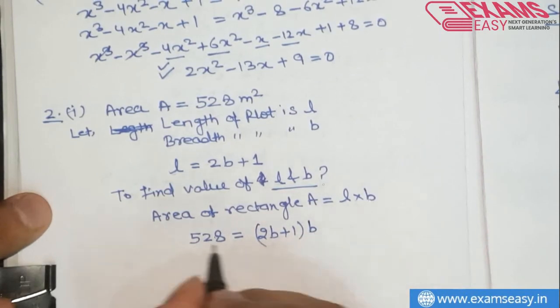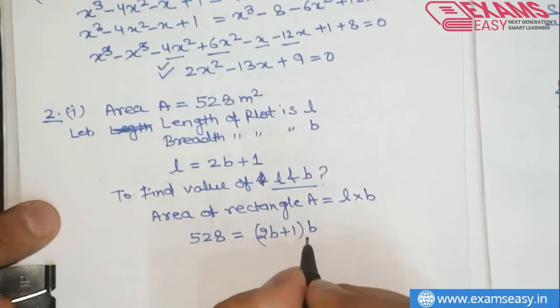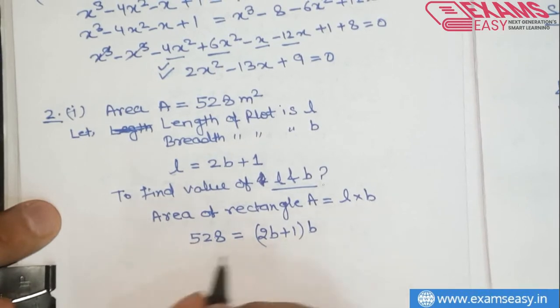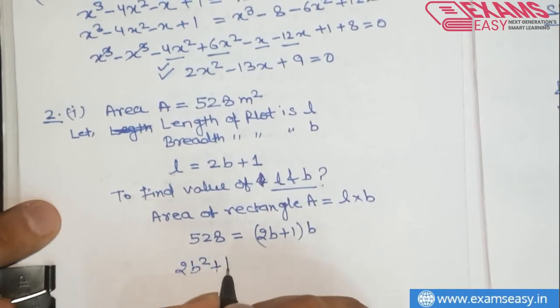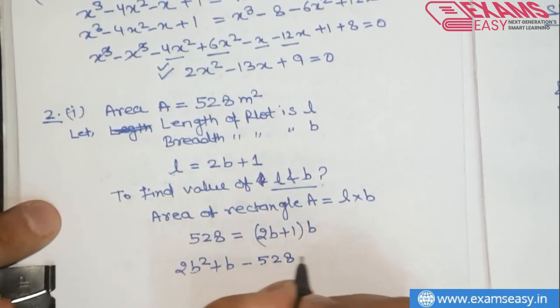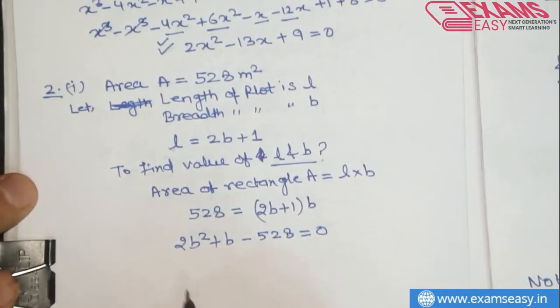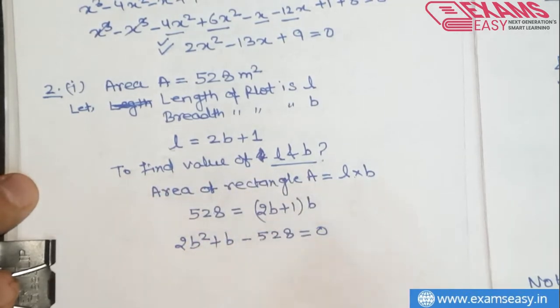Let us multiply B with this and take this to the right hand side, or you can bring it to the left hand side. Either way we can solve it. So this will become 2B square plus B minus 528 is equal to 0. Friends, this is nothing but a quadratic equation. By solving for the value of B, we will get the value of B, and if we get the value of B, then we can calculate the value of L, and that's what we have to find out.